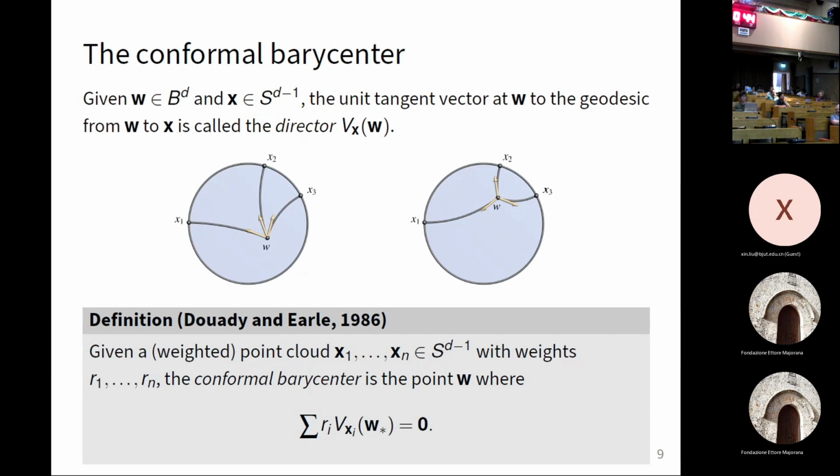Douady and Earle in the 80s made this really interesting construction of a sort of hyperbolic center of mass of points at infinity. And the way it works is that you find a point in the hyperbolic space so that the sum of the directors is zero. And at that point, you see these stars, X1 through X3, evenly spaced around you as you look around. And you could weight the points if you like, which I would very much like to do. And you get in that tangent space at the point W, the sum you're looking for, that the weighted sum of the unit director vectors is zero.